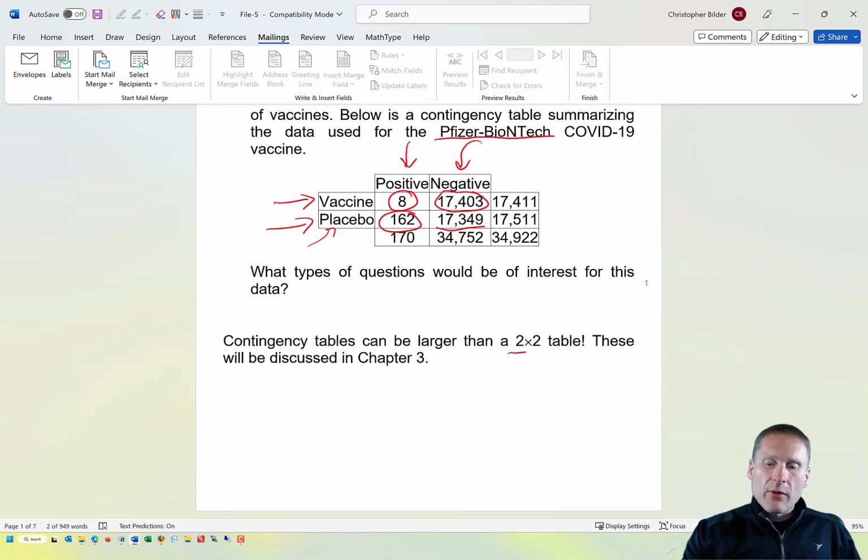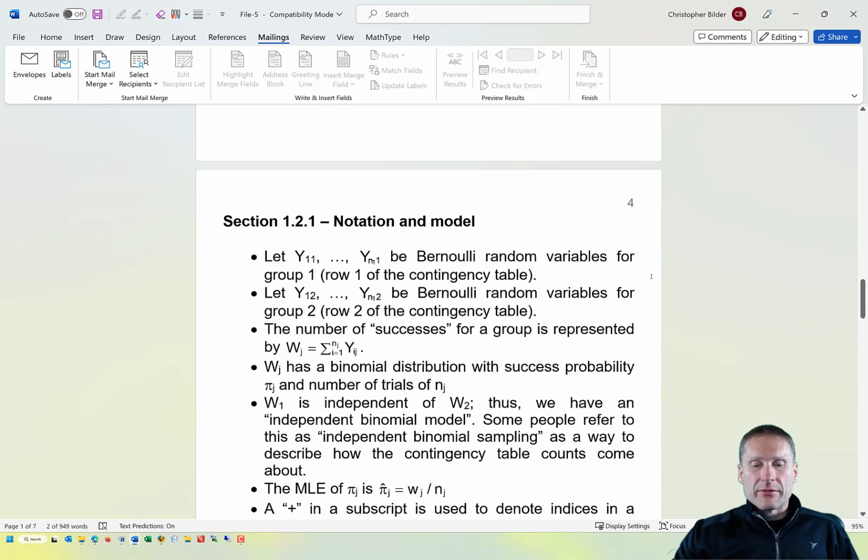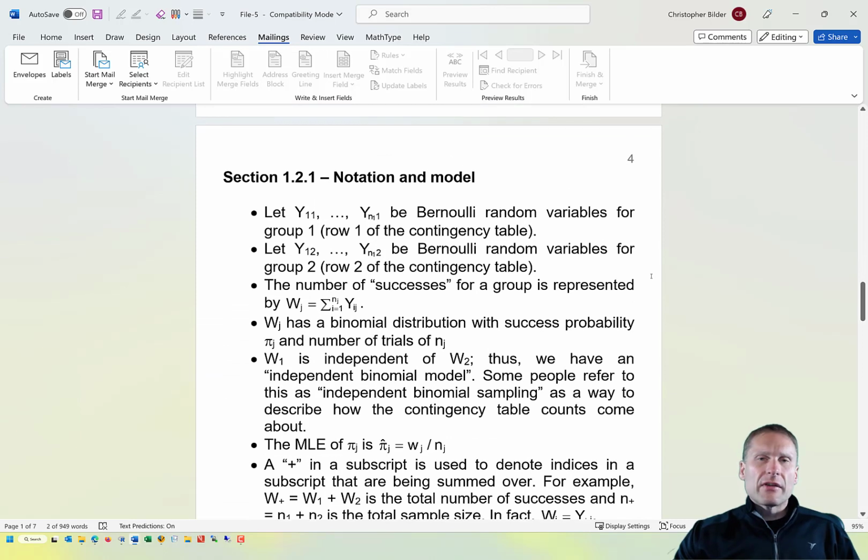So right now we're going to be focusing on these 2x2 contingency tables. Later we will be looking at larger contingency tables. Okay, so let's take a look at our notation here and put some probability distribution or probability modeling system with respect to the kind of data that we're going to observe.